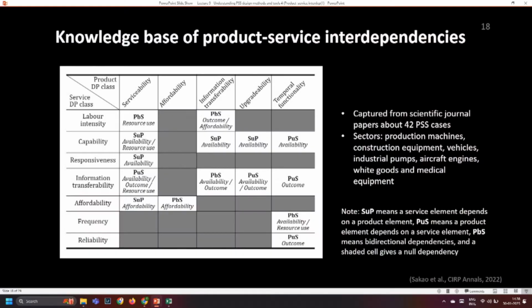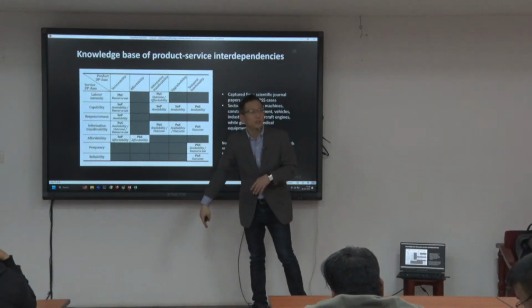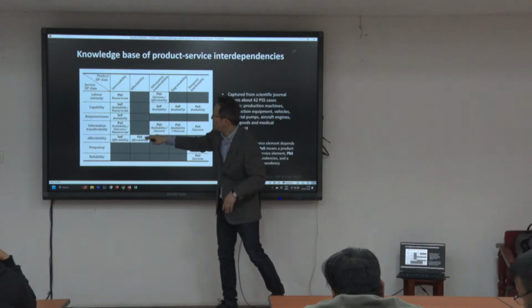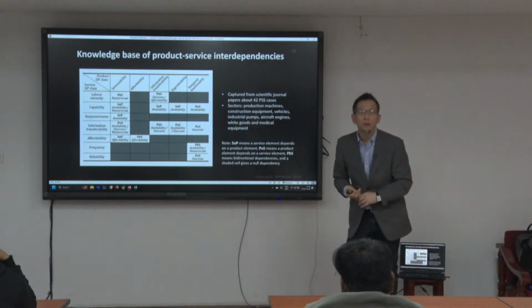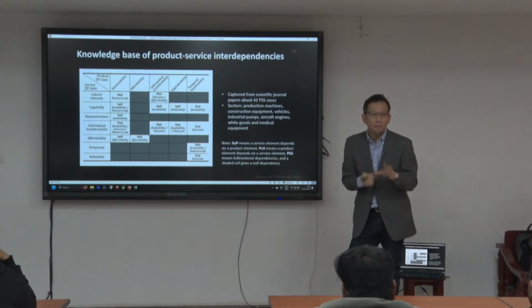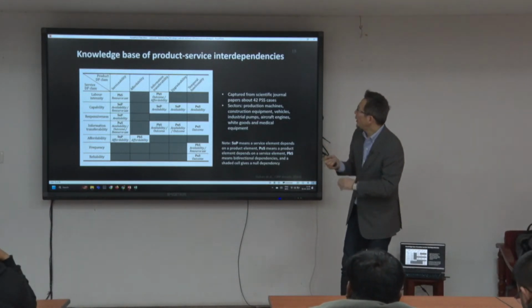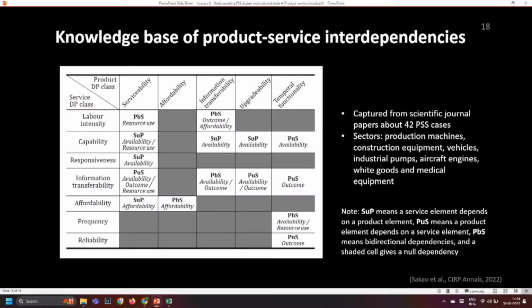So what we have developed and you have access to is this matrix. This is built upon 42 cases that were reported in literature, and then this matrix tells you there are some interdependencies between the product design parameter classes and service design parameter classes. These gray cells mean that we haven't found a dependency between the combination. No? And on the other hand, white cells mean that at least one scientific work has found such an interdependency. Right?